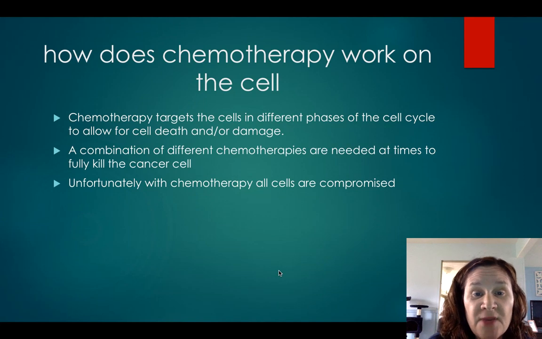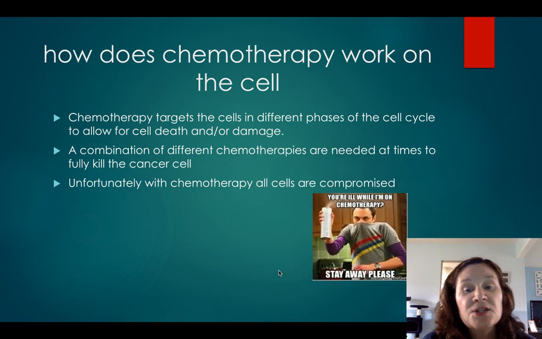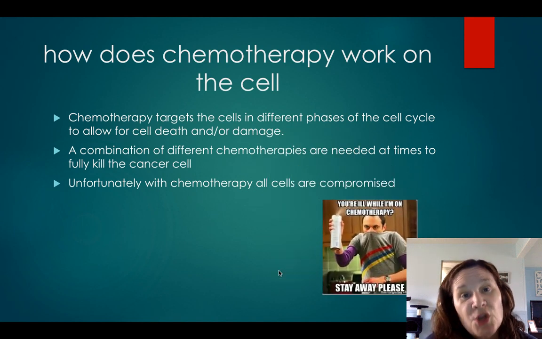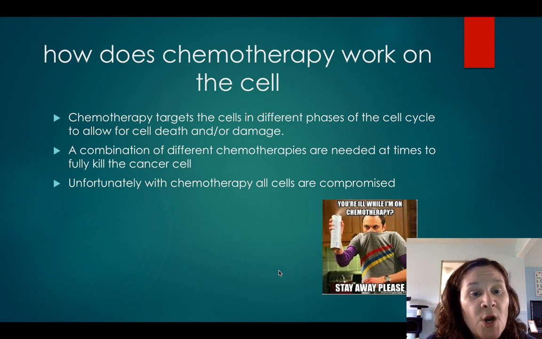How does chemotherapy work on the cell? Chemotherapy targets the cells in different phases of the cell cycle to allow for cell death and/or damage. So these cells are rapidly multiplying, and sometimes they're going to need different types of chemotherapies to kill the cancer cells. Unfortunately, with chemotherapy, all cells are compromised. So these patients become immunocompromised. Their red cells will go down, which will cause symptoms of shortness of breath and heart palpitations. They may need blood transfusions. Their platelets can be lowered, which means there's an increased chance of bleeding. So there's a lot of education and teaching that needs to go on for these patients.